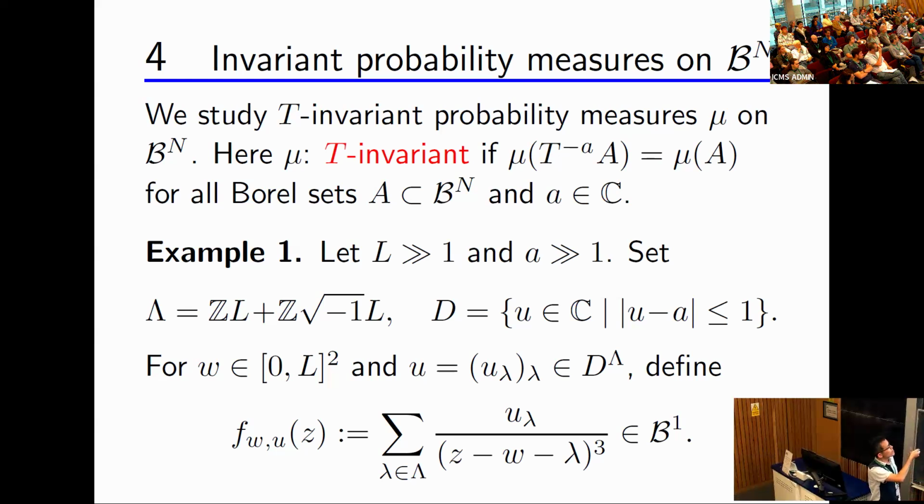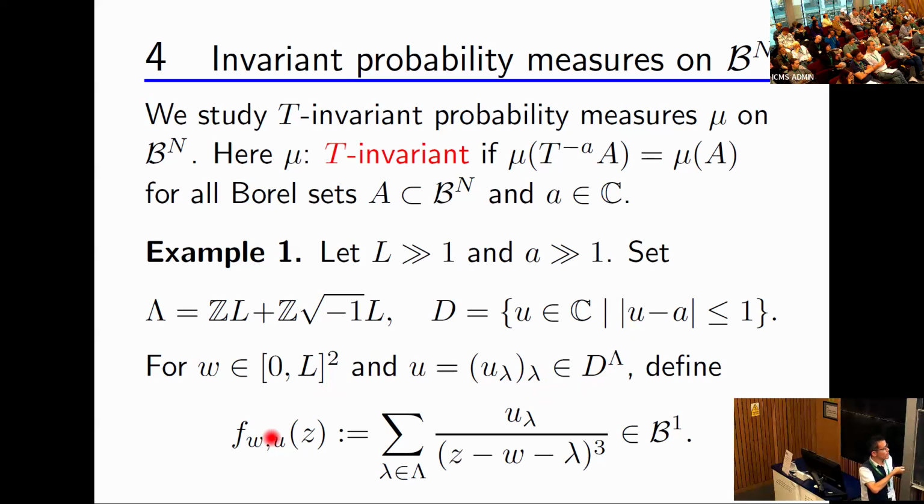This example is probably easier and may give you some idea. Take some large positive number L and a. We define the lattice lambda this way. It's a very sparse lattice in the complex plane. Let D be a unit disk around the point a. Take some point w in this square of side length L, and take a sequence of points u in this disk D, labeled by the lattice points.